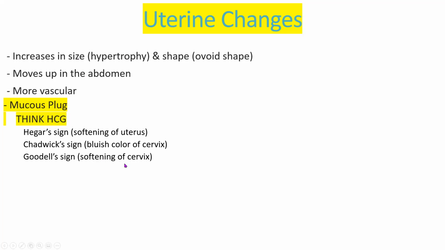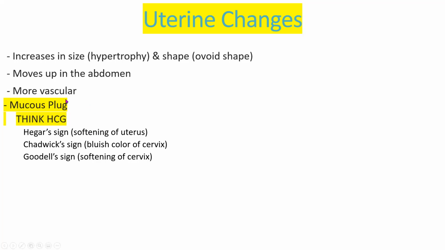If you need another way to memorize it, maybe Goodell's: having a soft cervix during this time is a good sign. There's also going to be a mucus plug within that area. Basically, that's making it safe if they're going to be having sex or something like that, it's safe for our baby. So that's what that mucus plug does.